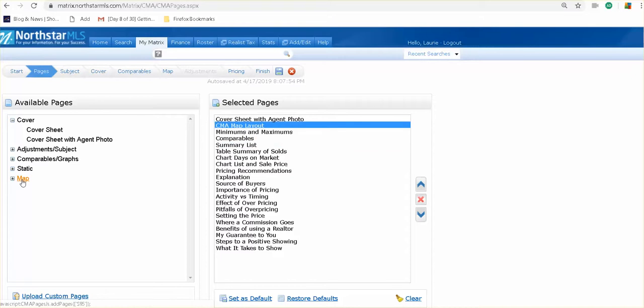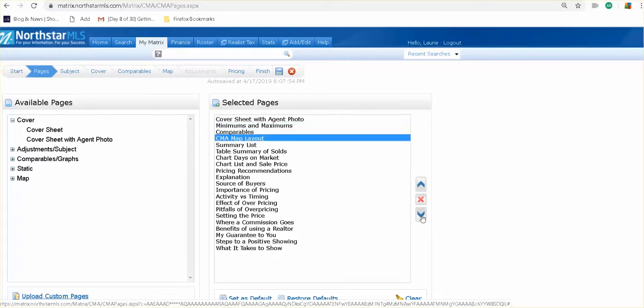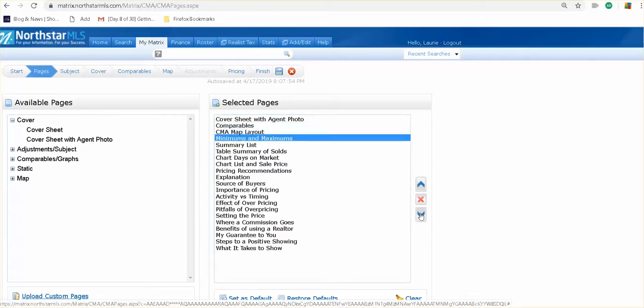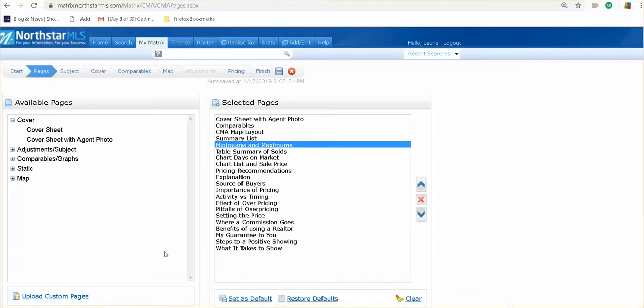Let me double check that. Yep, there's the CMA map layout. Now you could move that down even farther if you'd like. So I kind of like it. I'll probably put it after the comparables. And minimums and maximums, definitely want to move that probably right there. So you'll be able to get a feel for things as you work them around.